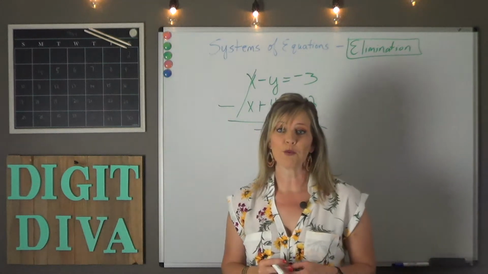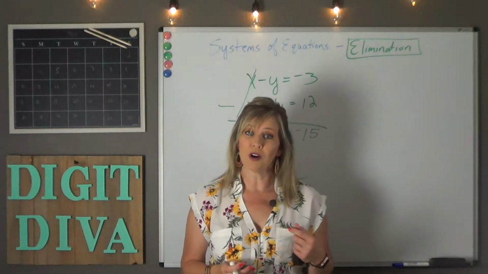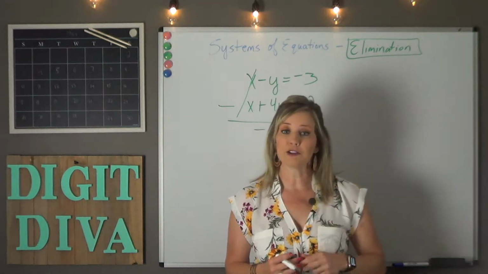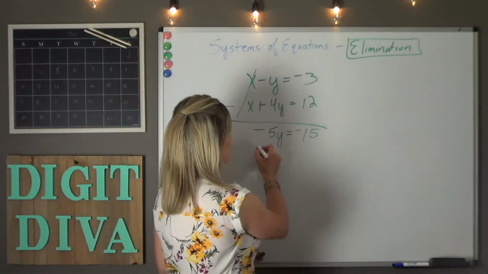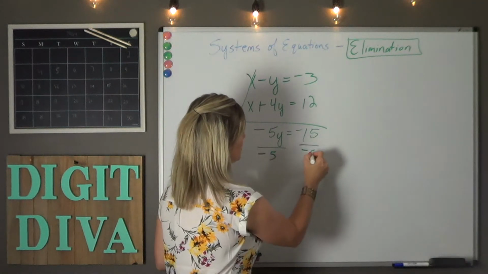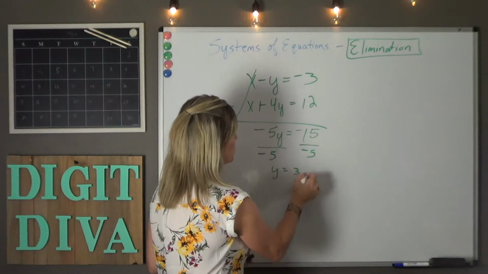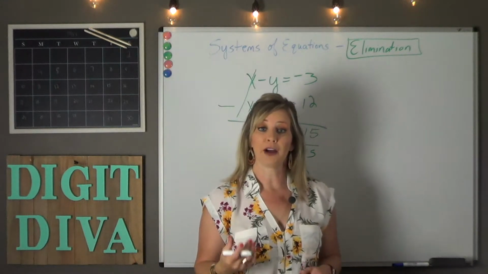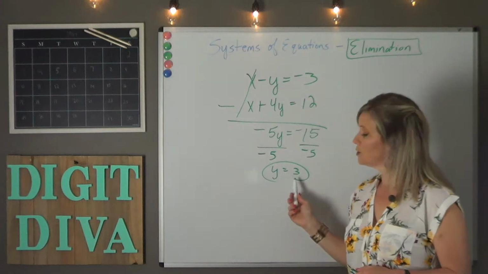So now we're left with a one-step equation. So what once looked very complicated is now just a one-step equation. So we're multiplying both sides by negative 5. We're going to divide both sides by negative 5. So now I have found my value of y. y is equal to 3.